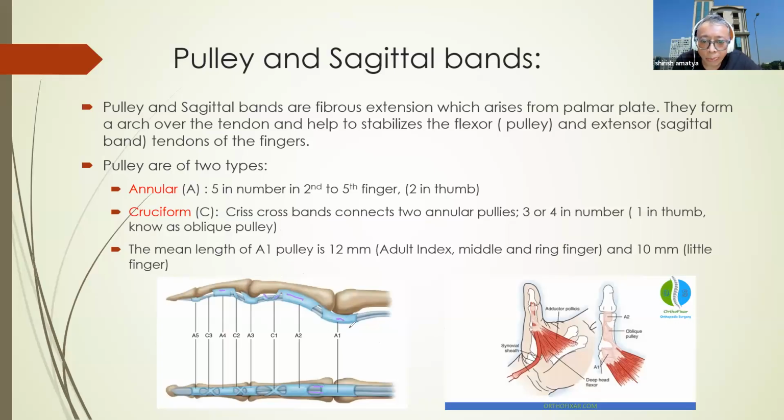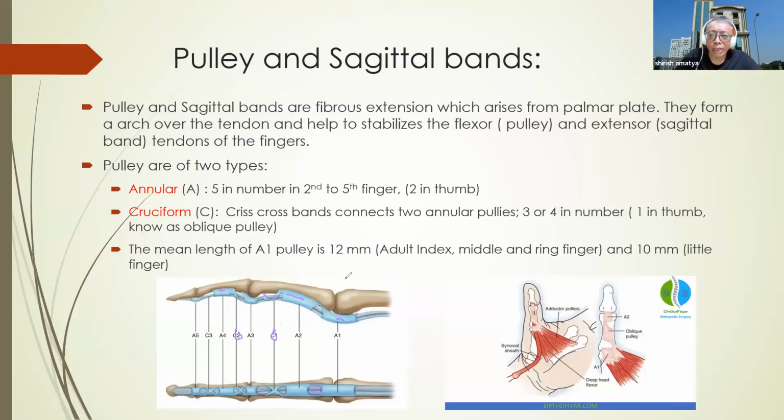As shown in the picture, there are 5 annular pulleys in the second to fifth digits and 2 annular pulleys in the thumb, because in the thumb the middle phalanx is usually absent. In some books they say there are about 3 cruciform pulleys, and in some books it's written there are 4 cruciform pulleys. So these are the cruciform pulleys which help to join the 2 annular pulleys.